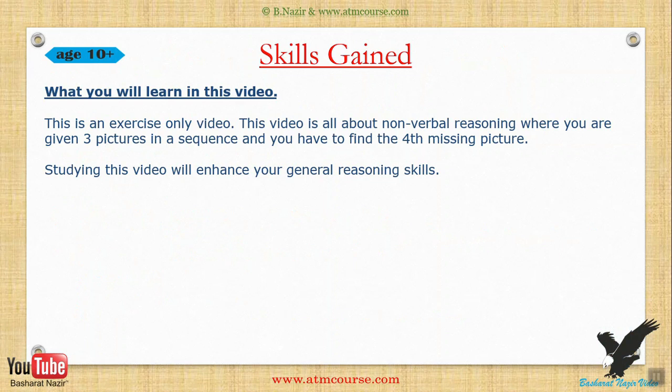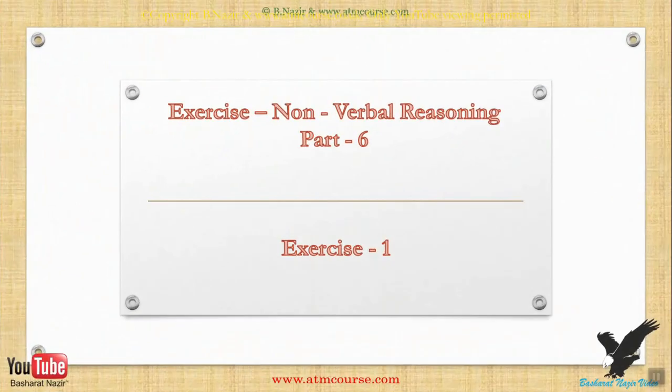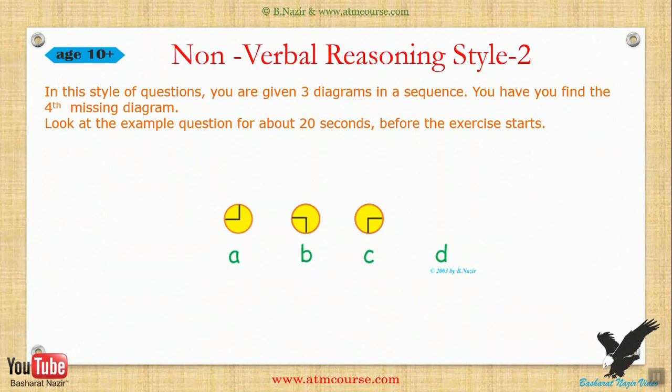Next starts the exercise. Non-verbal reasoning style 2. In this style of questions, you are given three diagrams in a sequence. You find the fourth missing diagram. Look at the example question for about 20 seconds before the exercise starts.